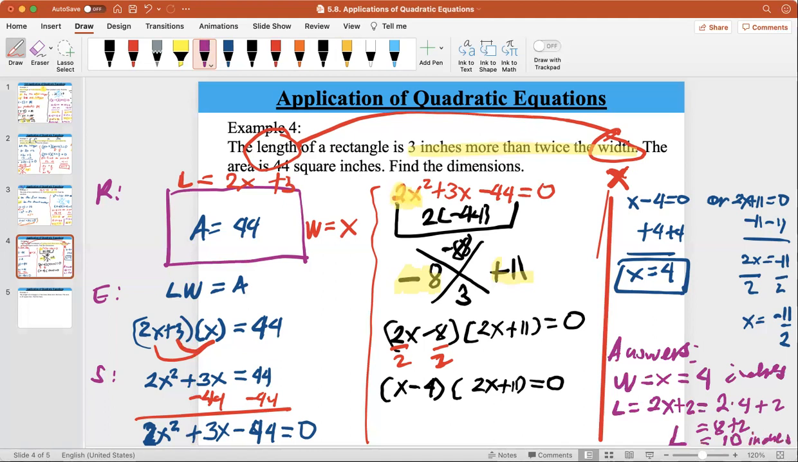And that's our length. So the answers would be the width is 4 inches and the length is 11 inches. That's the dimensions of the rectangle. 4 inches by 11 inches or 11 inches by 4 inches.